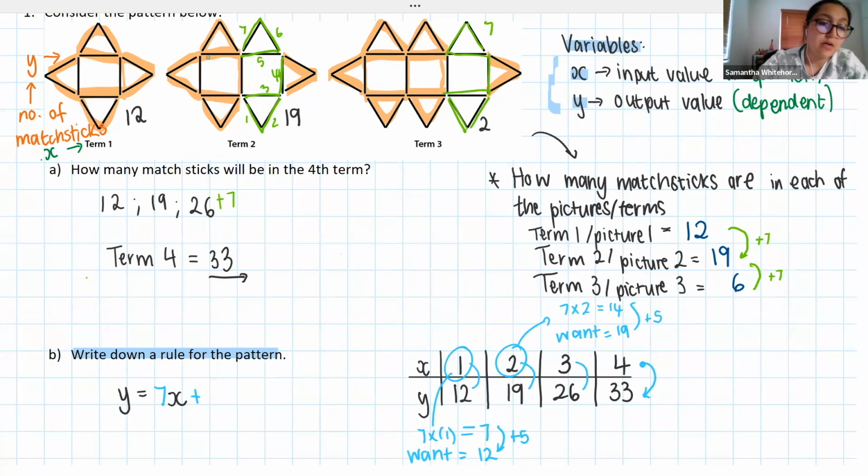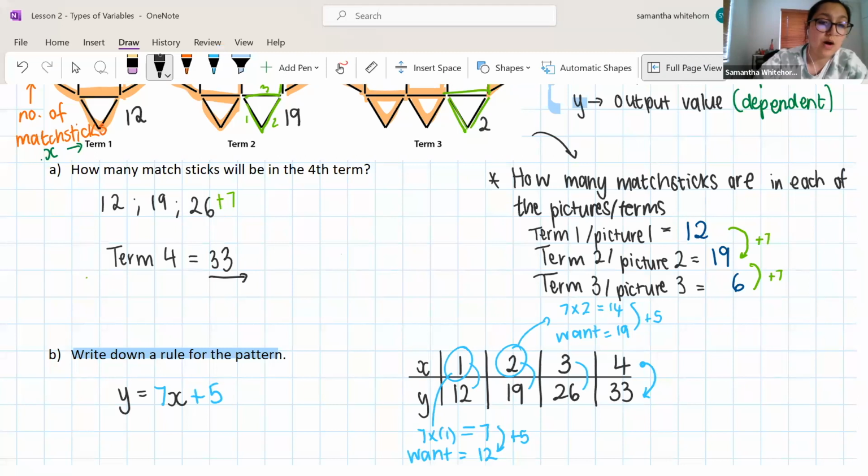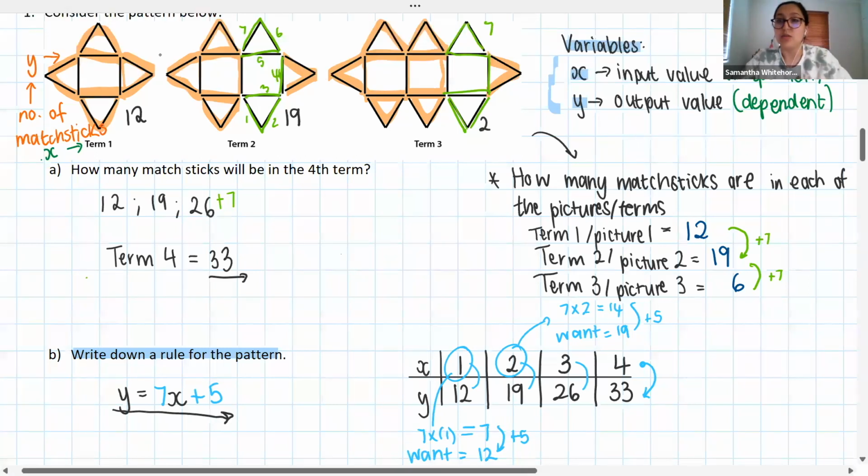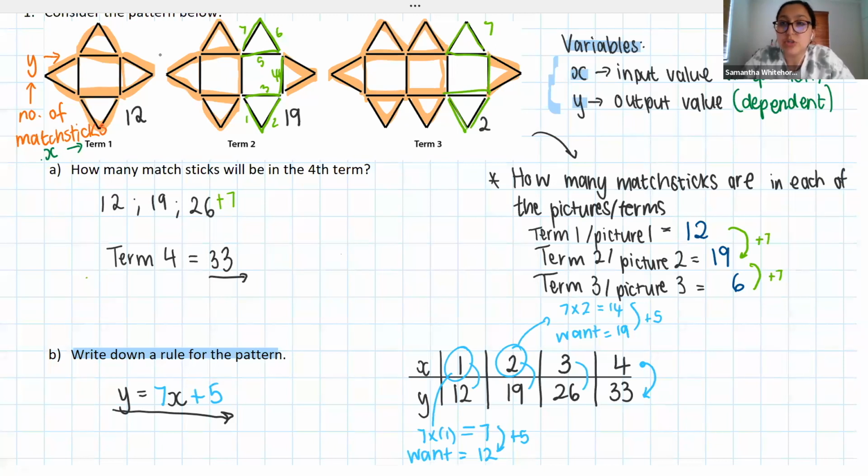And so I'm now able to complete my rule in that y, so the output value or the dependent variable, is equal to 7x plus 5. If I want to get my output value, I need to take the input value, times it by 7, and then add 5. And that is my rule for my pattern.